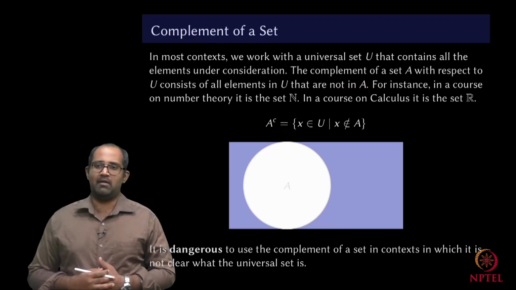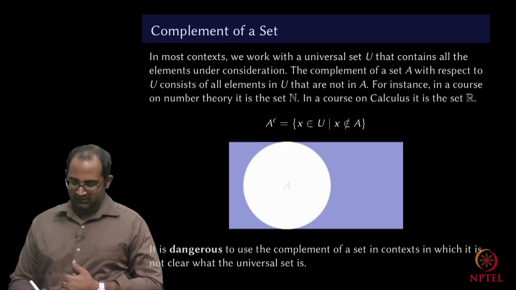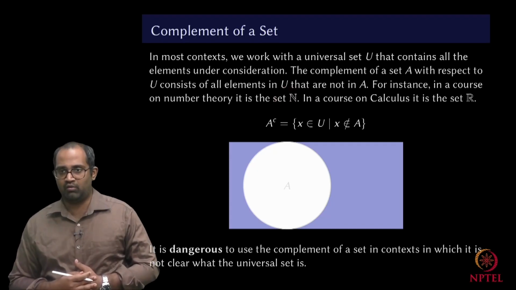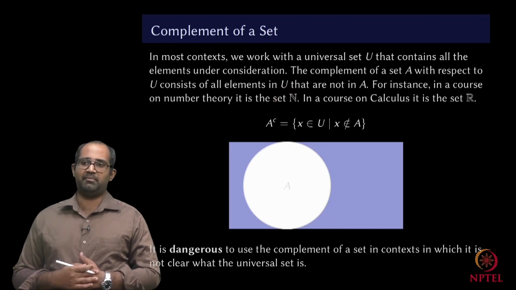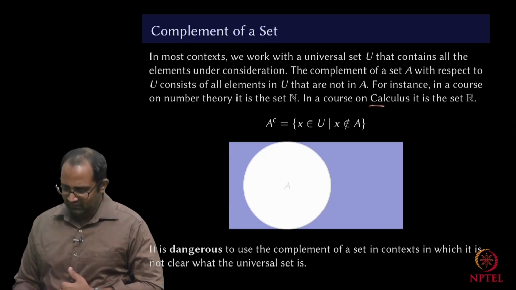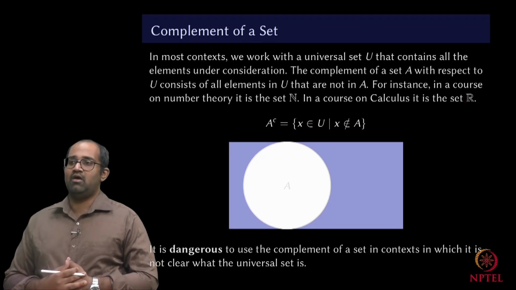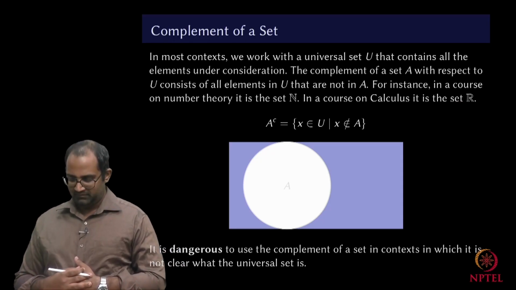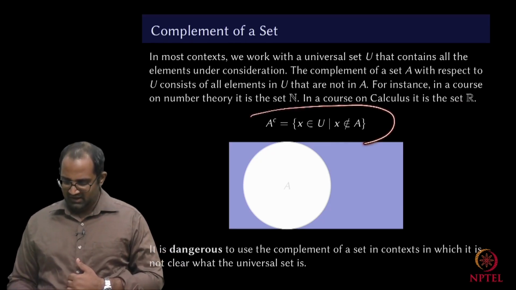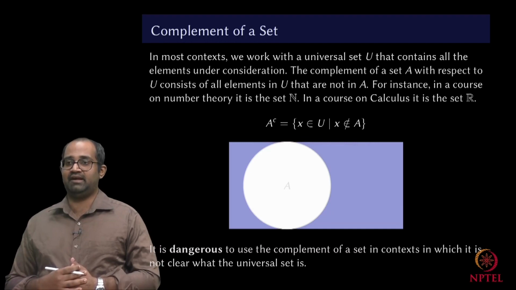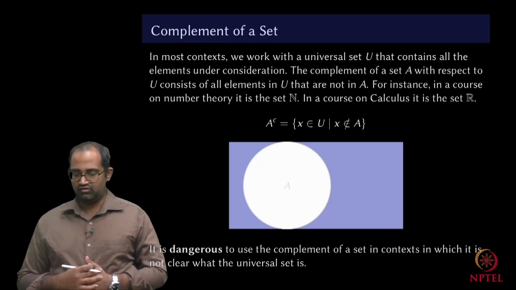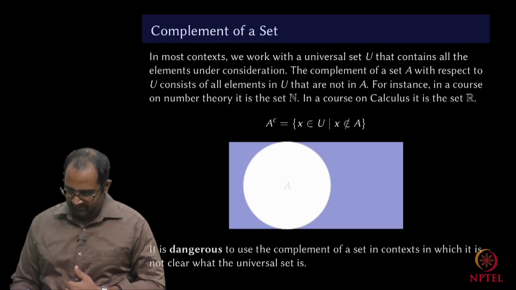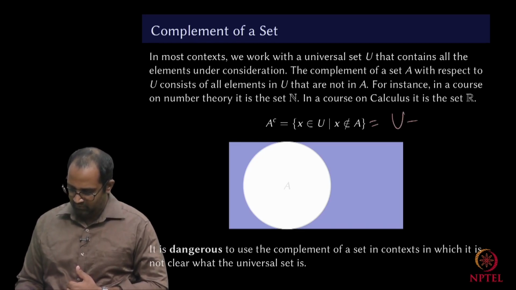In a course on number theory, the universal set is usually the set N. Almost all sets that you consider in a course on number theory will be subsets of N. In a course on calculus, it is often the set R. All the sets you consider will be subsets of the real numbers. So, in notation, A complement is the set of elements x in U such that x is not in A. More elaborately, this A complement is the same as U minus A.